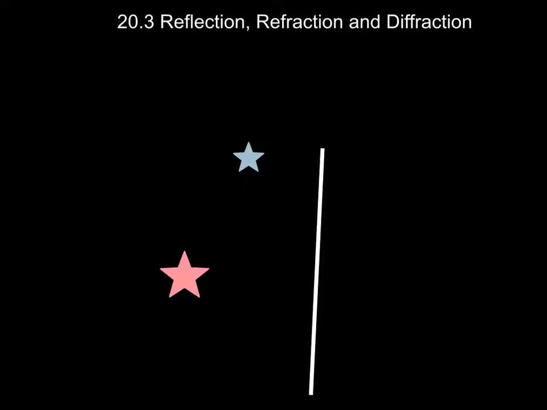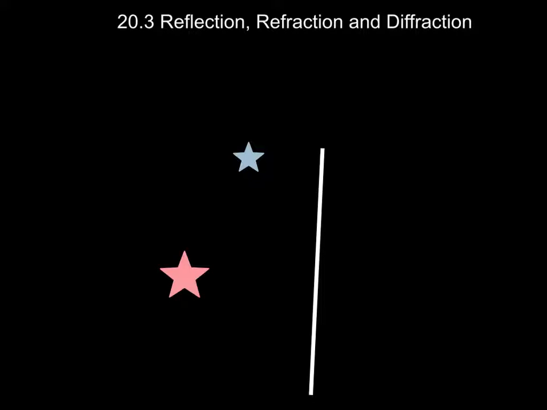So we have here, let's call this line right down the middle a mirror. And these are our two objects. We have our blue star and our red star as our two objects. And so what sort of image is going to be created? Next time you look at a mirror, you can notice that depending on how close you are to the mirror, that can tell you how far away that image of yourself that you see in the mirror appears.